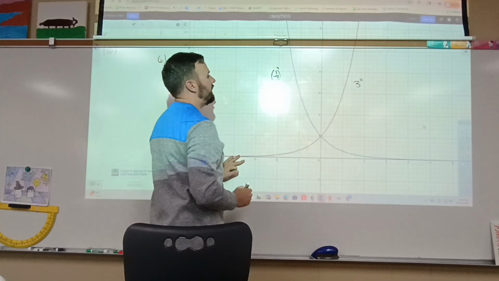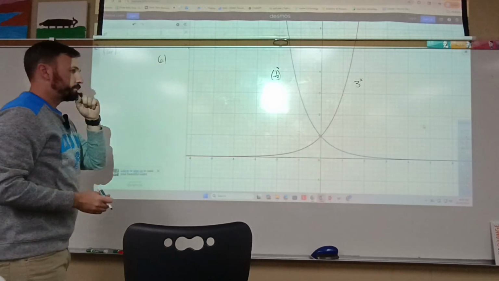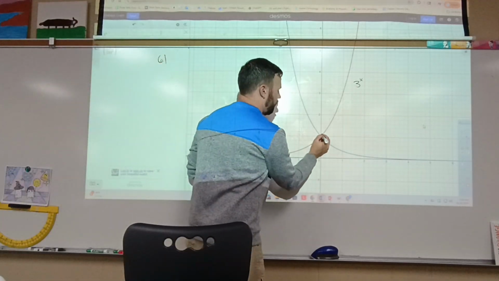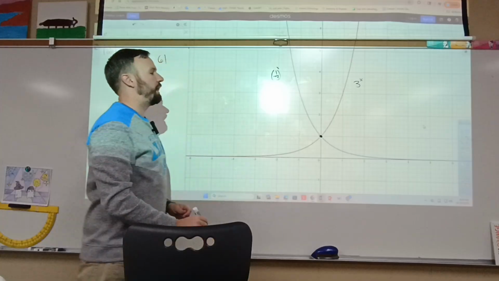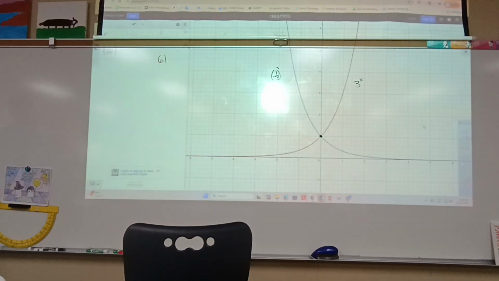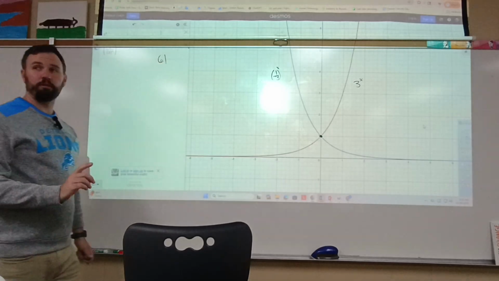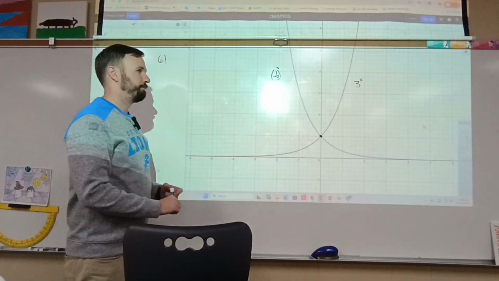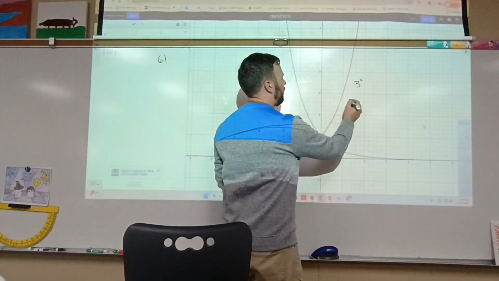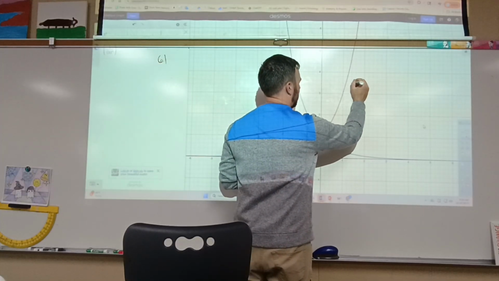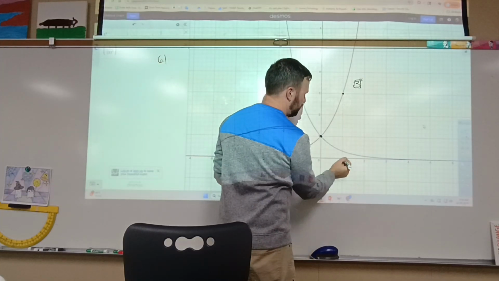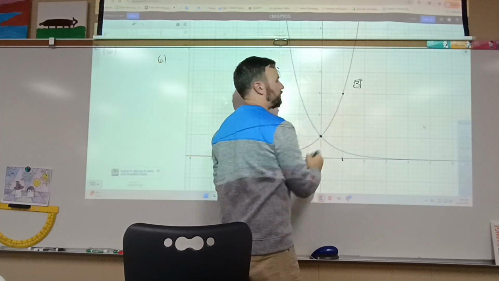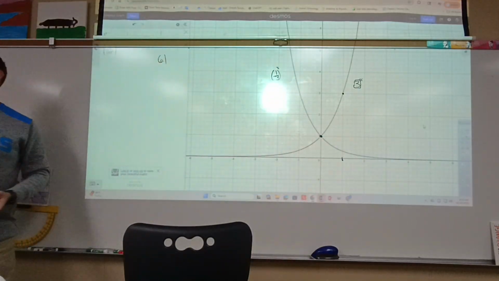Now, if it's a basic exponential, why are they always going to pass through the point (0, 1)? No matter what, if it's a basic exponential without an a, without an initial value, what's anything to the 0 power? 1, right? The other thing I want you to notice, if there's not a number in front, when I go to 1, it will pass through what my base is. You'll need to know that for the homework.